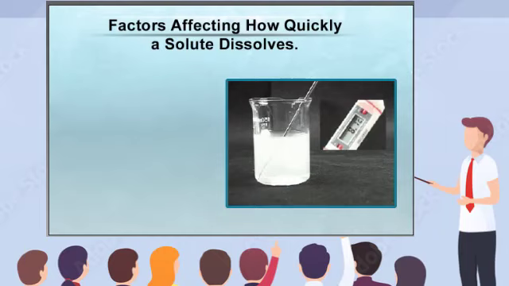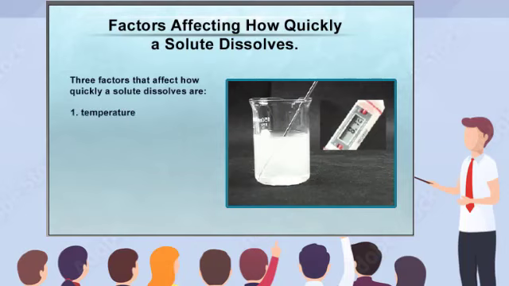Imagine wanting to increase how quickly the ammonium nitrate mentioned in the last scene dissolves. How can you influence this? There are 3 factors you can use that affect how quickly a solid dissolves. These factors are temperature, stirring, and surface area.